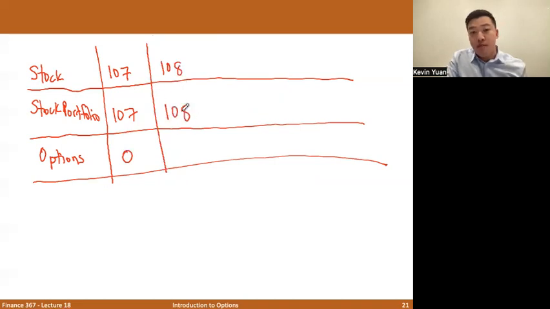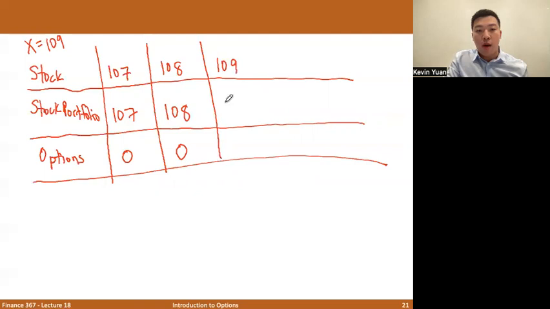Because they work one-to-one. What would be the value of the call option? It'd be 0 again, because the strike price is 109. Let's say now the stock price is 109. Again, the stock portfolio is worth 109. Again, the option is 0, right? Because you're essentially breaking even if we just ignore the price for now.